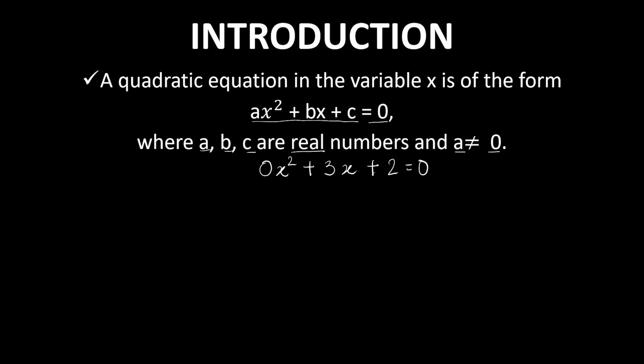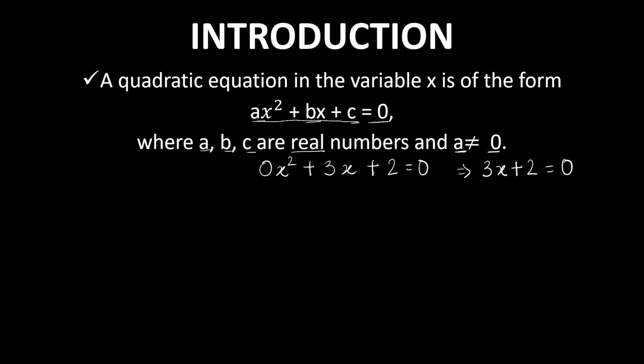Here I have taken the value of a as 0, right? Now, is this a quadratic equation? No, because this equation is the same as writing 3x + 2 = 0. So this 3x + 2 = 0 is not of the form ax² + bx + c = 0. That's why it is necessary that whenever we are writing the quadratic equation, the value of a should not be equal to 0.